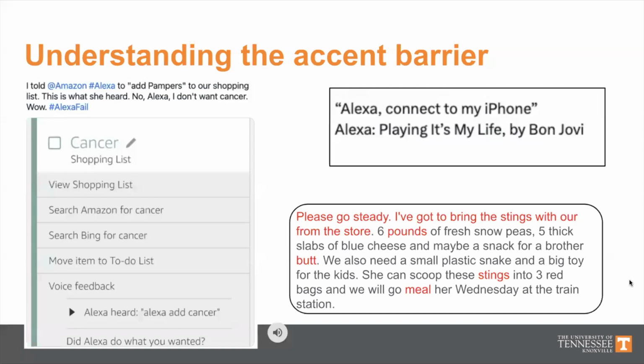So the problem we're trying to address is the accent barrier in speech recognition technology. So systems such as Alexa, when people with accents try and use them, such as second language speakers of English, the results can be pretty bad. So we have some examples of how Alexa has misunderstood some speakers, and it causes some frustration.